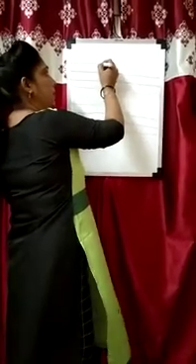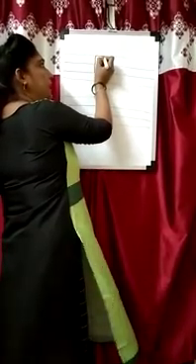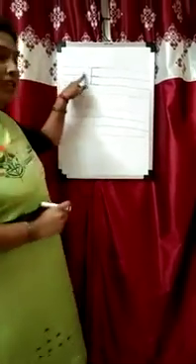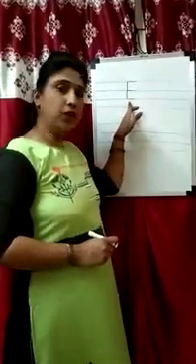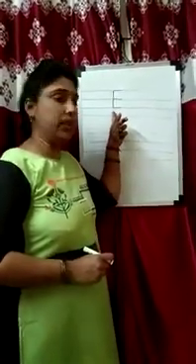So kids, how can we write E? See kids, first of all you start with a standing line from the red line to the blue line. Standing line. And you draw a sleeping line on the red line. Sleeping line, then sleeping line, and then sleeping line. See kids, this is E. E for engine. This is capital E. Okay?